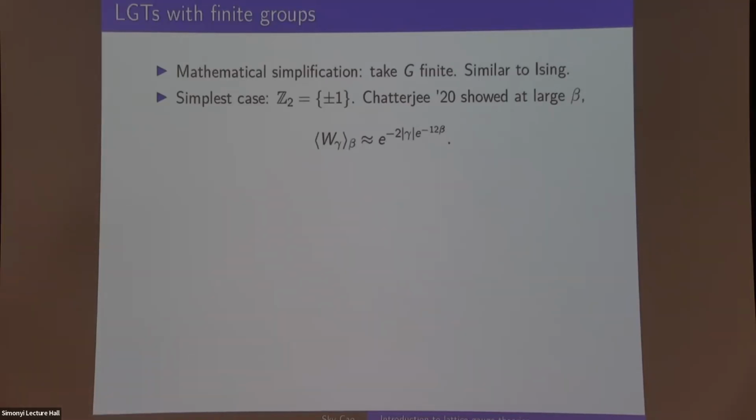So the Wilson loop expectation of a loop gamma is approximately e to the minus 2 times the loop length of the loop gamma times e to the minus 12 beta. The important thing is not so much the formula, but more that he was able to approximately compute these things when beta gets large. And the approximation becomes exact as beta goes to infinity.